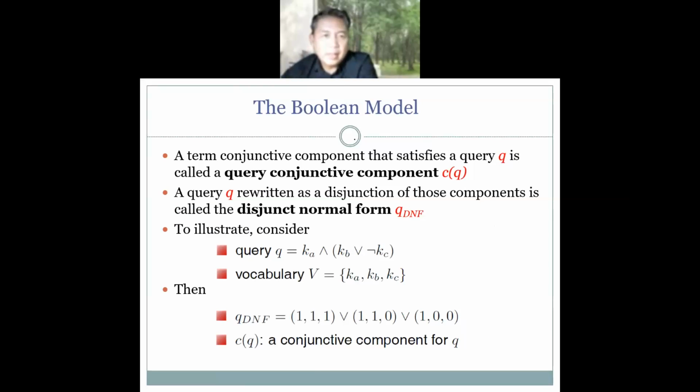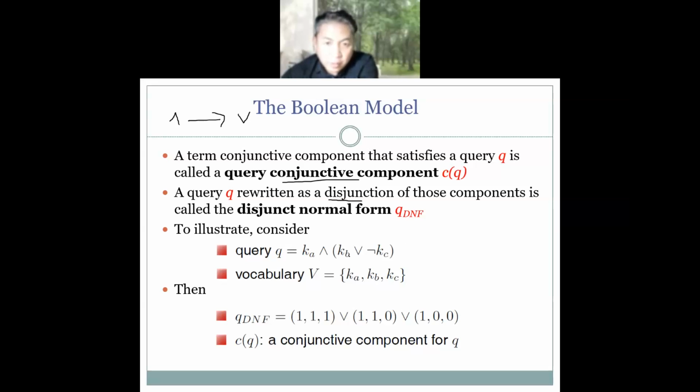Okay, let's consider this one. Like I mentioned just now, we will use the query conjunctive component. Conjunctive component refers to using the AND operation in order to express our query. So a query Q is rewritten as a disjunction. Disjunction is OR. So you have the expression in AND, and then you want to change it into an OR expression, from query conjunctive component to disjunctive normal form.